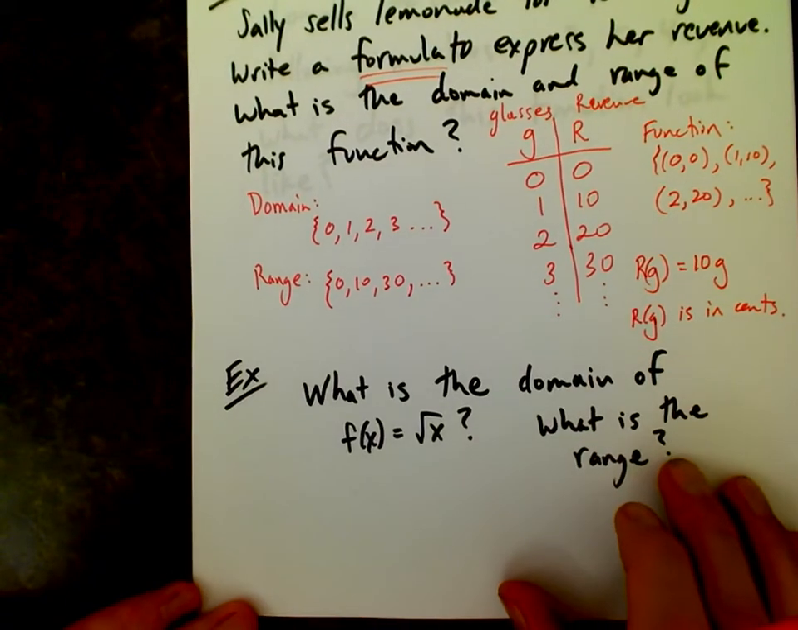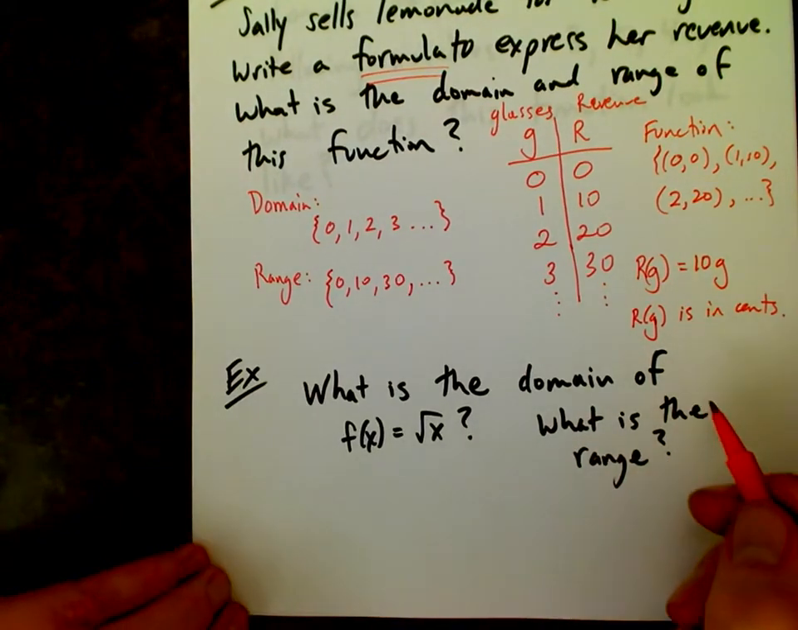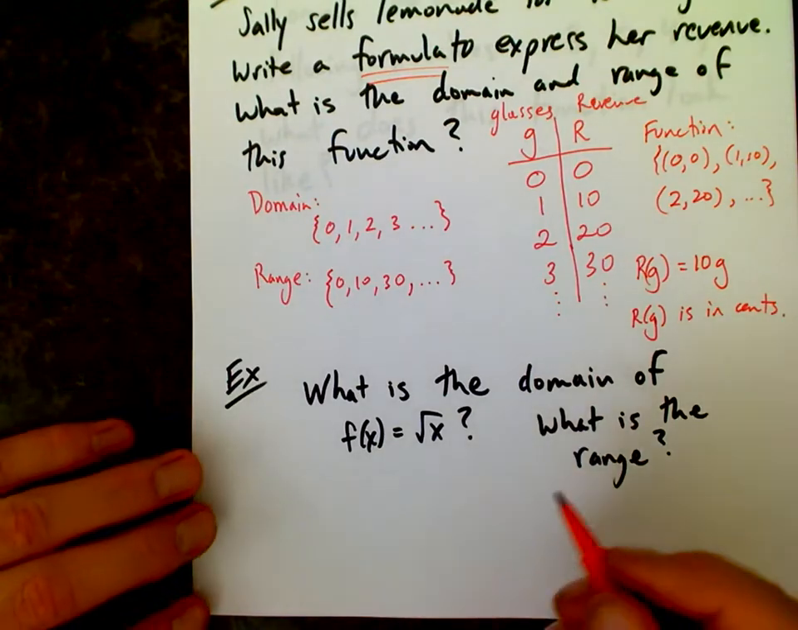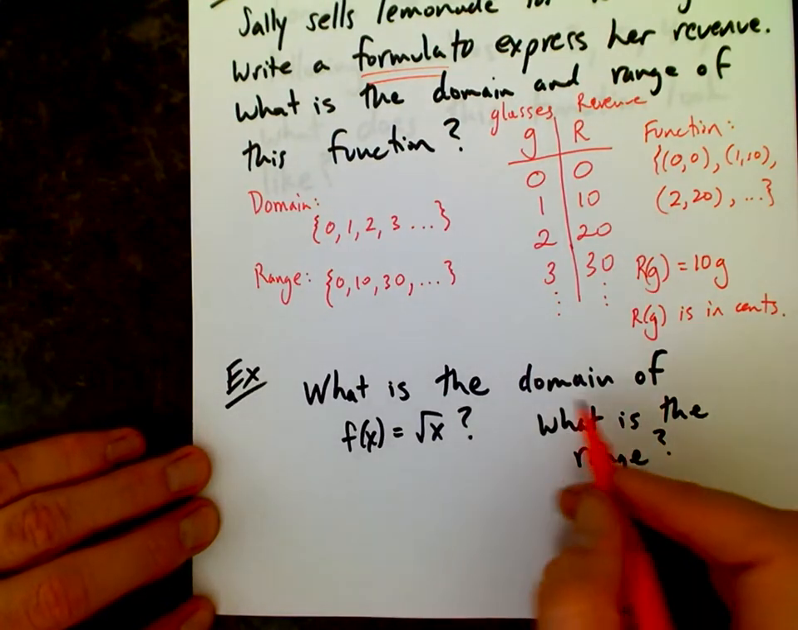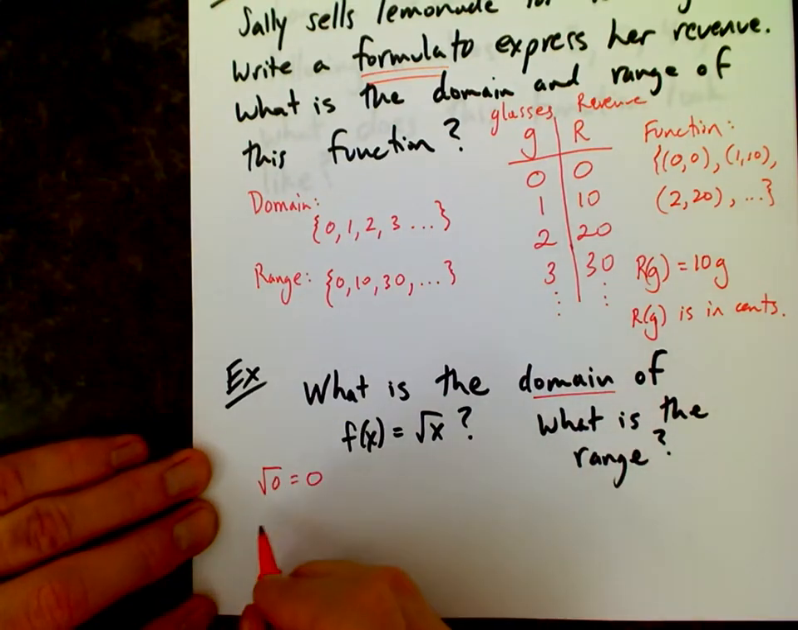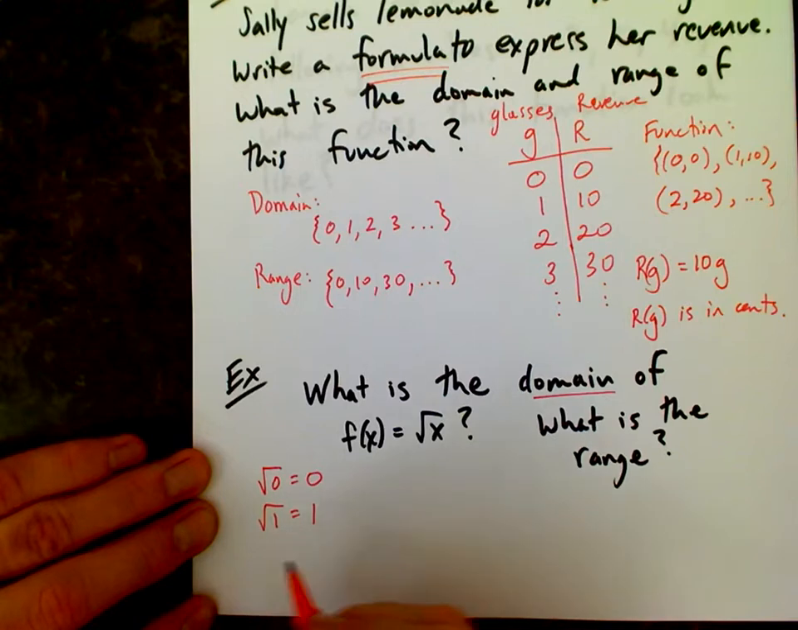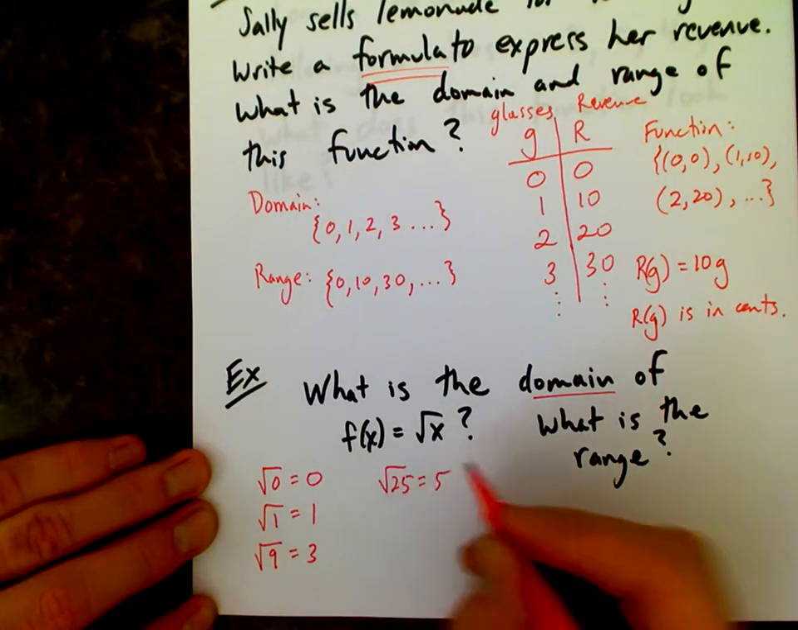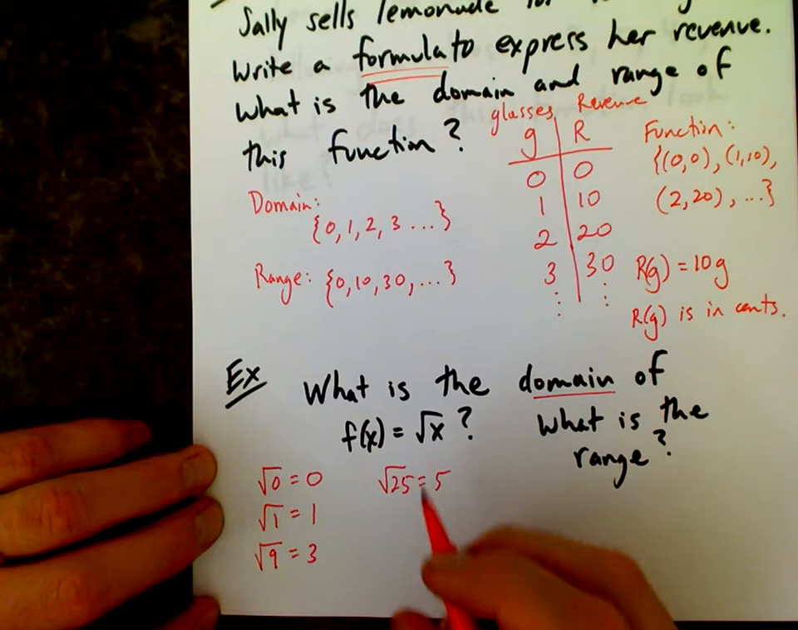Here's a totally different kind of question, but it's still involving domain and range. The function f of x equals the square root of x. So what is the domain? Well, I can take the square root of 0, I get 0. I can take the square root of 1, I get 1. The square root of 9, I get 3. The square root of 25, I get 5. All of those I can take square roots of.